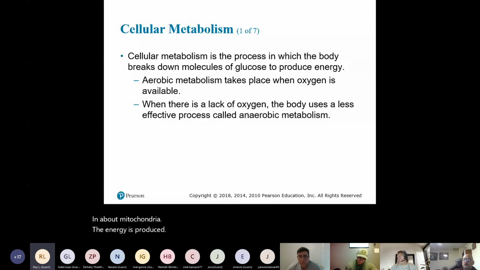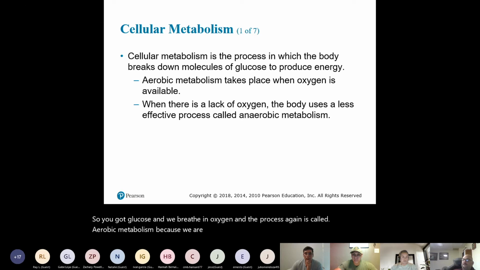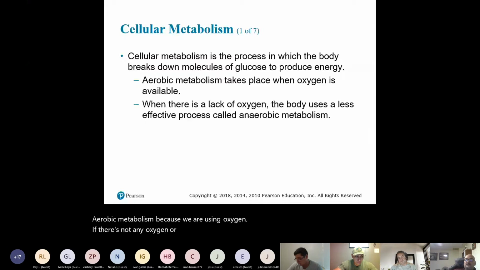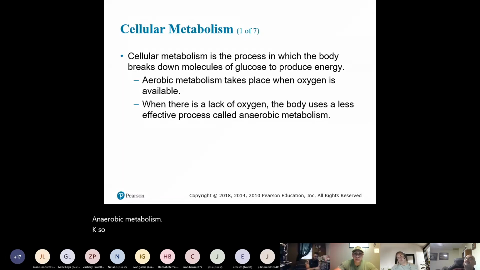So you got glucose, and we breathe in oxygen, and the process is called aerobic metabolism because we are using oxygen. If there's not any oxygen or decreased oxygen, what kind of metabolism do we have then? Anaerobic metabolism. So aerobic is with oxygen, and anaerobic, absent or without, is no oxygen.